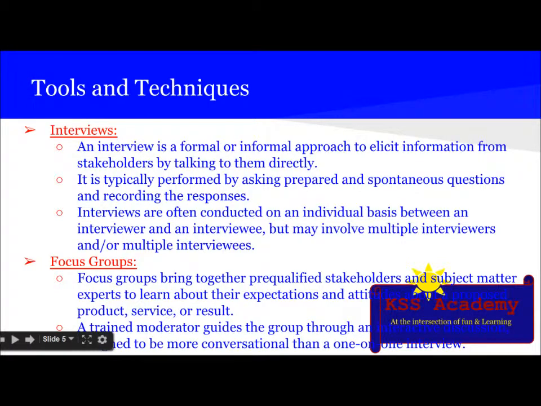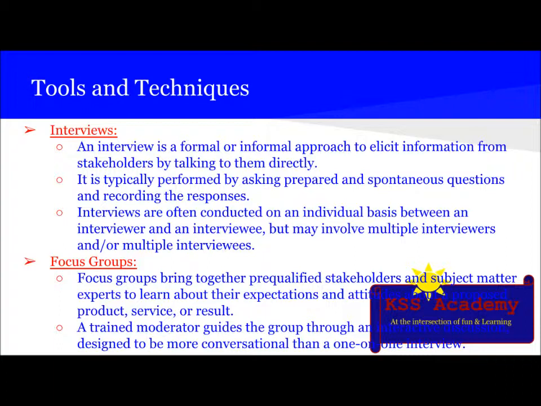Tools and techniques. The first one is interviews. An interview is a formal or informal approach to elicit information from the stakeholders by talking to them directly. It is typically performed by asking prepared and spontaneous questions and recording the responses. Interviews are often conducted on an individual basis between an interviewer and interviewee, but may involve multiple interviewers and or multiple interviewees.